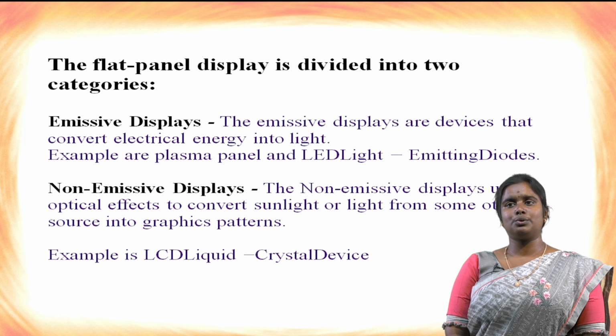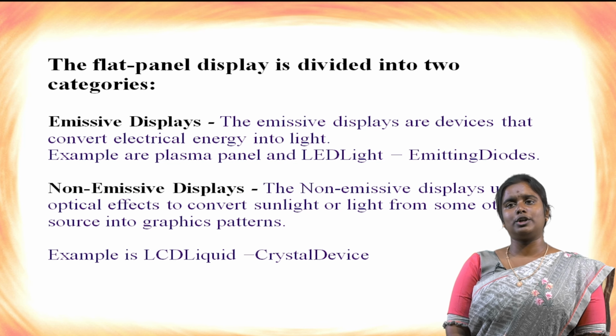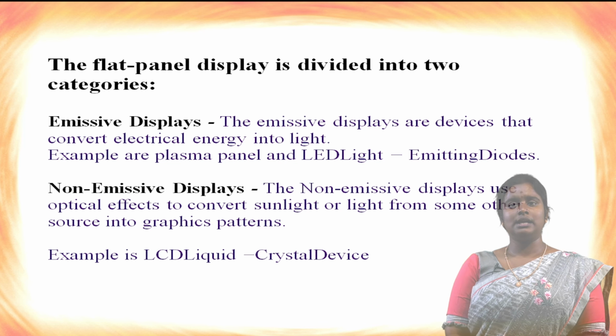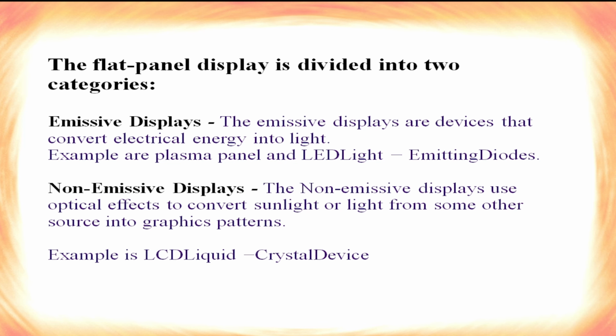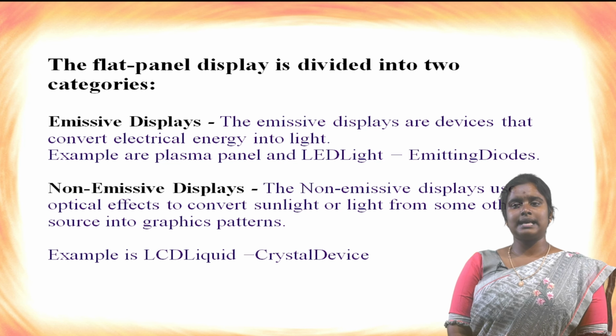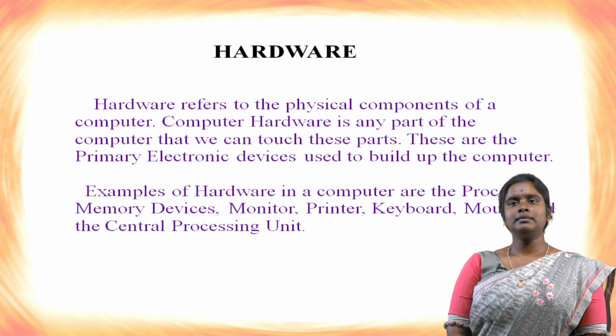First we see the emissive display. Emissive displays are devices that convert electrical energy into light. Examples are the plasma panel and LED, light emitting diodes. Non-emissive displays use optical effects to convert sunlight or light from some other source into graphic patterns. An example is LCD, liquid crystal display. Hardware. Hardware refers to the physical components of a computer.